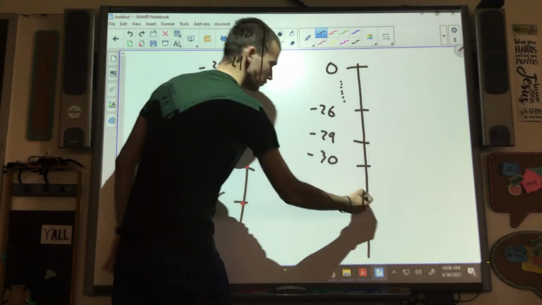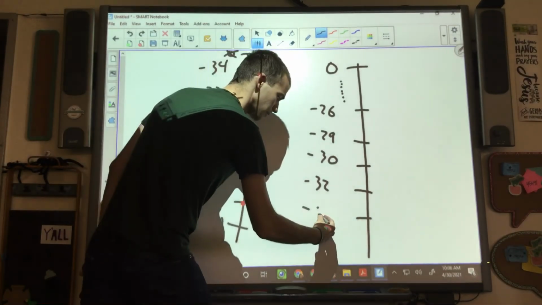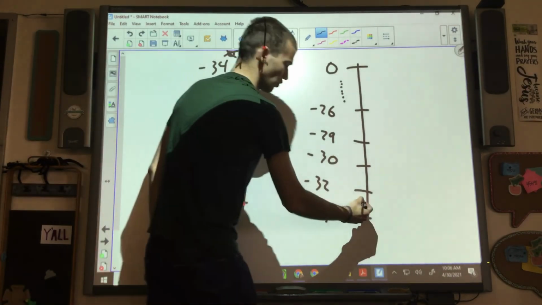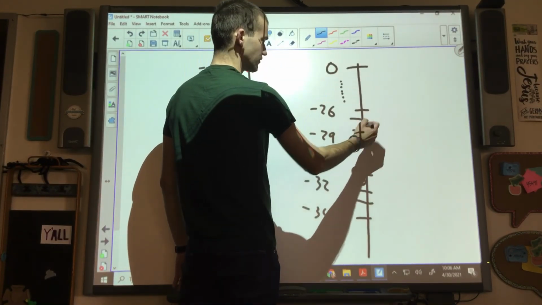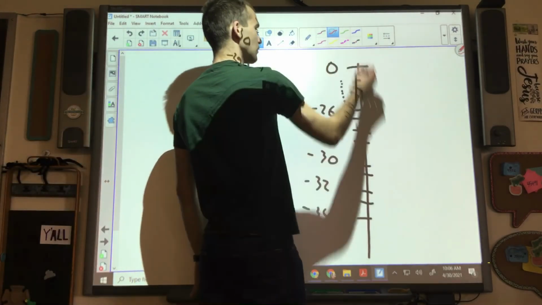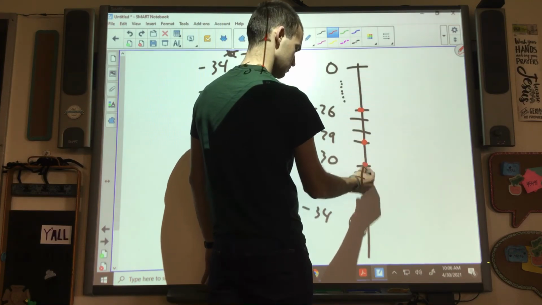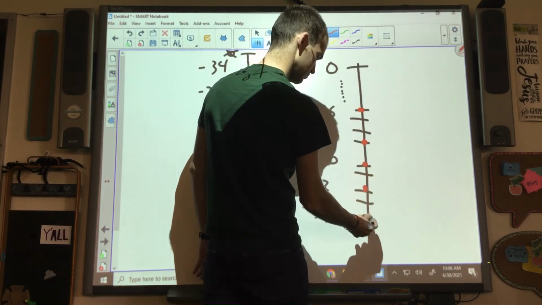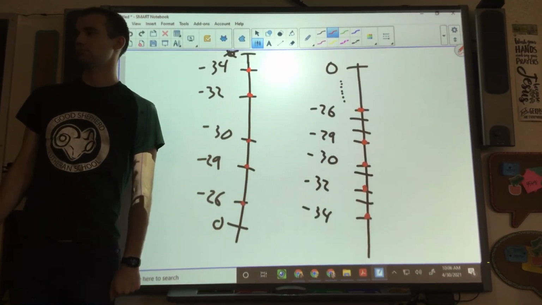Then negative 32. Then negative 34. There's also 33, 31, 28, 27, all the other ones. I'm not going to fill in all the rest of them. But that's what my number line should look like.